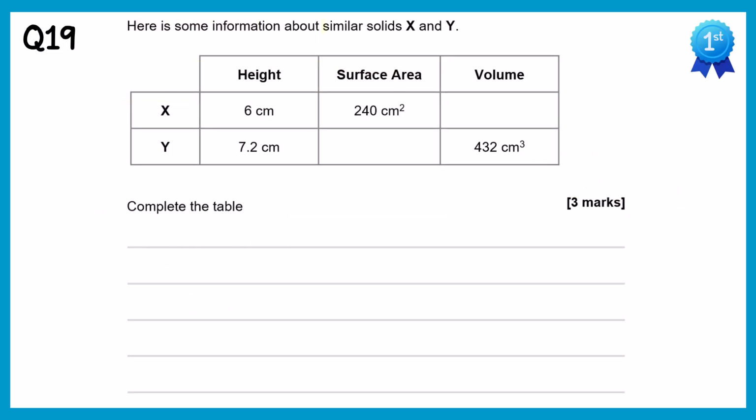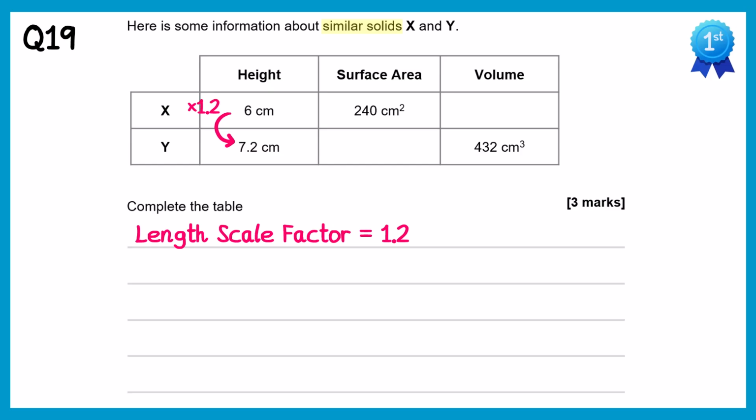In this question, we have similar solids x and y. Since they're similar, we can consider their length, area, and volume scale factors. We can work out the length scale factor because we've been given the heights of both of them. All we need to do is work out what we multiply 6 by to get to 7.2. You can do this by doing 7.2 divided by 6 on your calculator, which is 1.2. This means the length scale factor is 1.2.